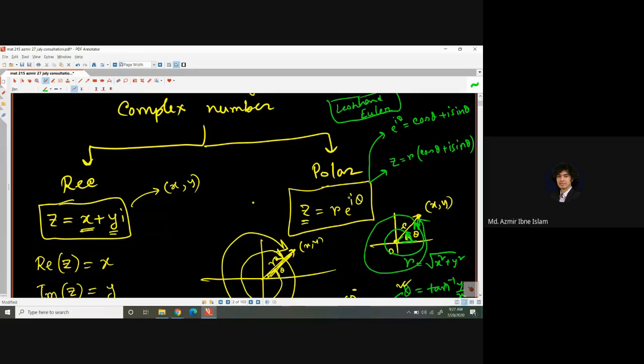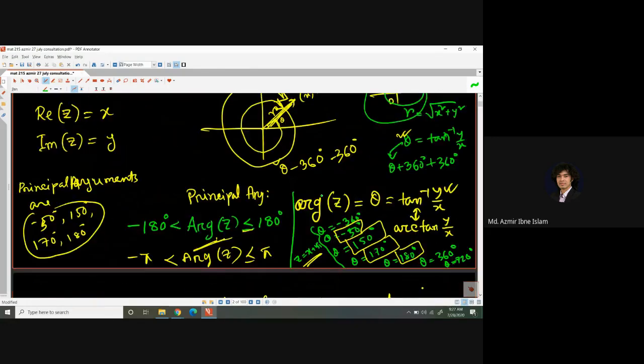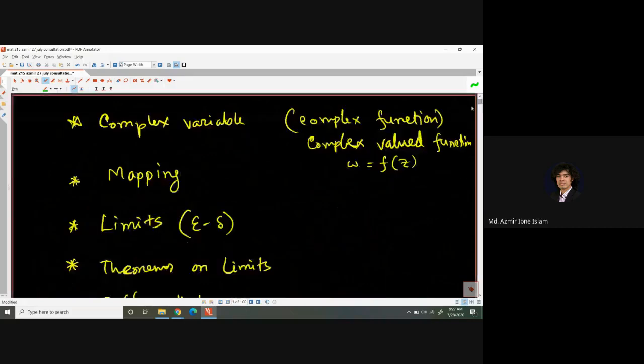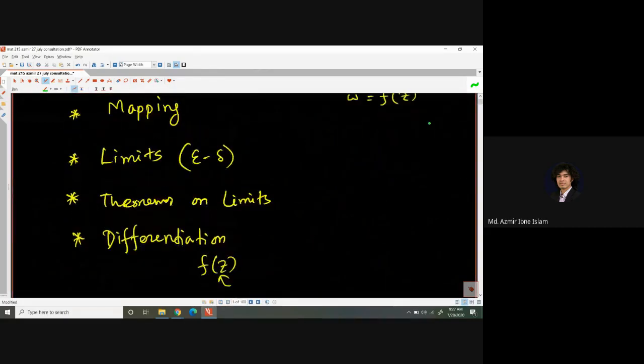A complex number in polar form can take two forms: z equal to r e to the power i theta, or z equal to r cosine theta plus i sine theta. This is the trigonometric form, and this is the exponential representation. Okay, let's come to the main point. After this theoretical part, we will look at some problems so that you can figure out what all the concepts are.